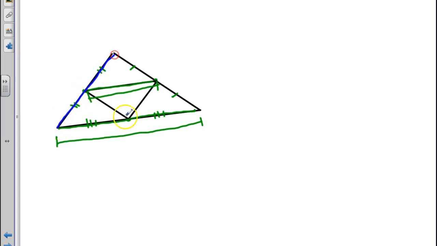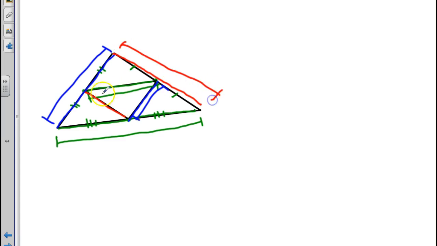This one right here and this one right here are parallel. So however long this one is, this one's going to be half of that. And let's go with the red side. So here's my red side. And however long this one is, this one's going to be half of that. So if they tell me that this side is 12, then I know this is going to be 6. All right, so that's exactly what that means.